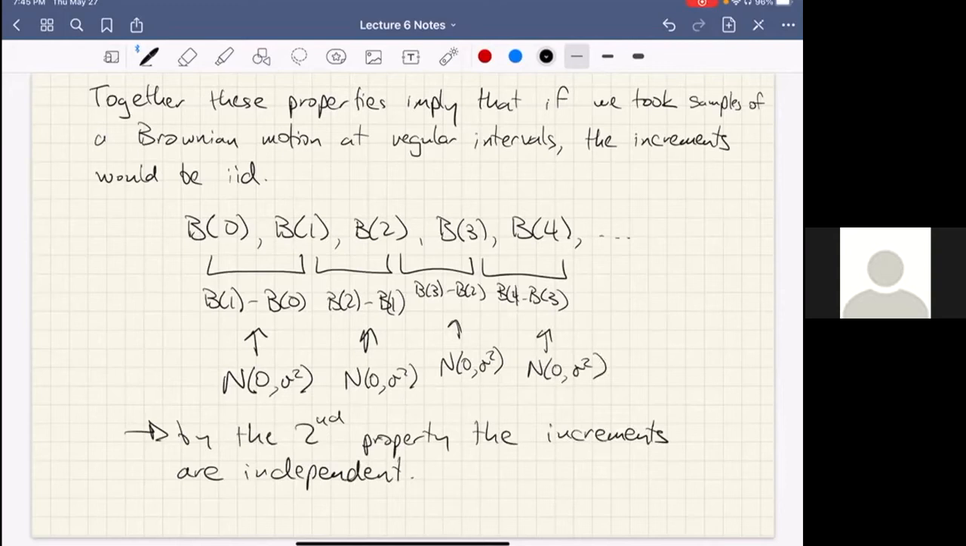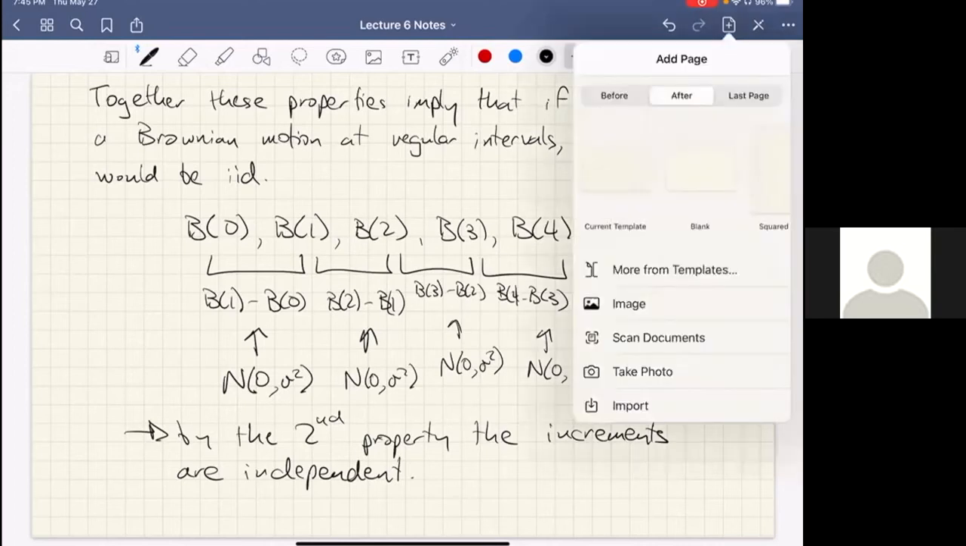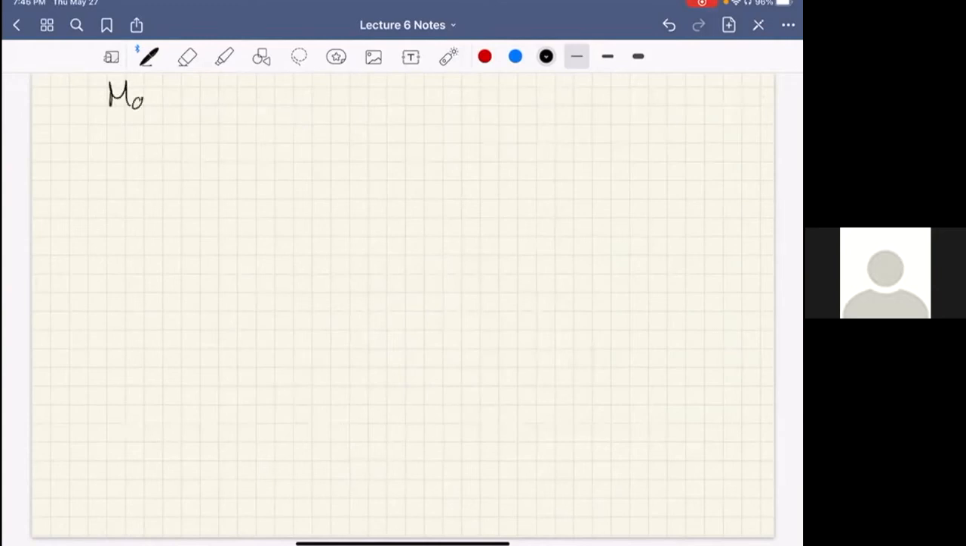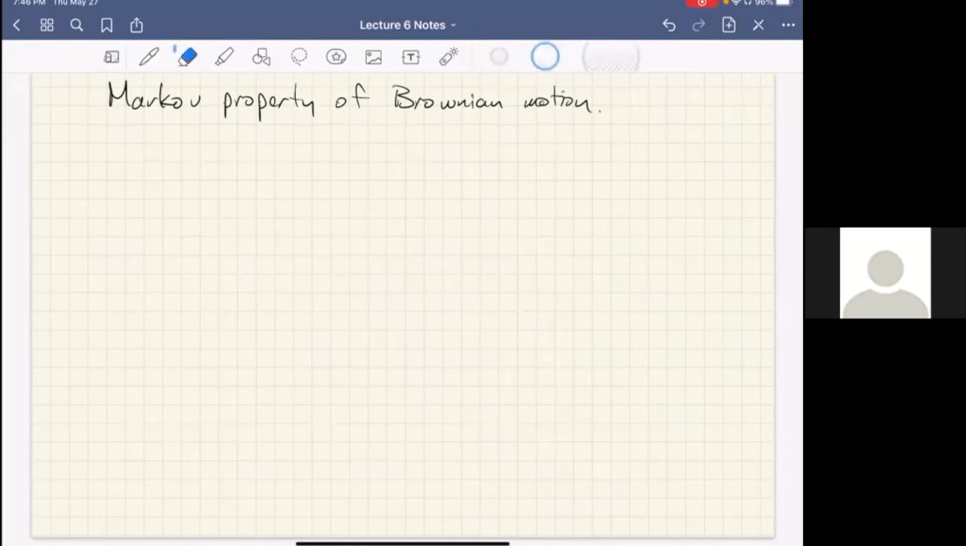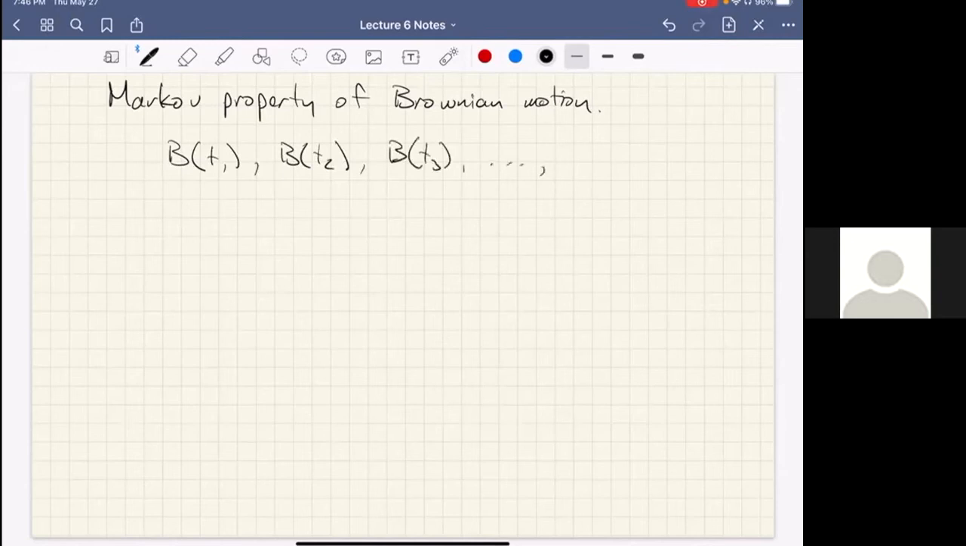So that leads to something interesting, which is what I'm going to call the Markov property of Brownian motion. Suppose you know a sequence of points of a Brownian motion, called t1, t2, t3, and so on, up to tn. In other words, you have a Brownian motion and you sample it at many points. They don't have to be regular, just as long as they're different. Without loss of generality, we're going to say t1 is less than t2, is less than t3, and so on, up to tn.